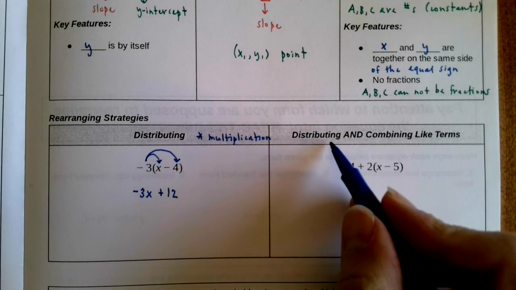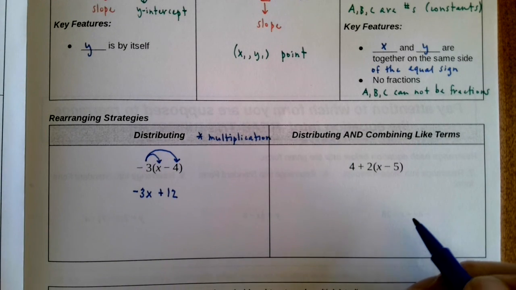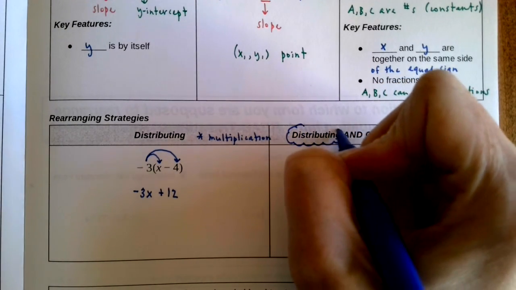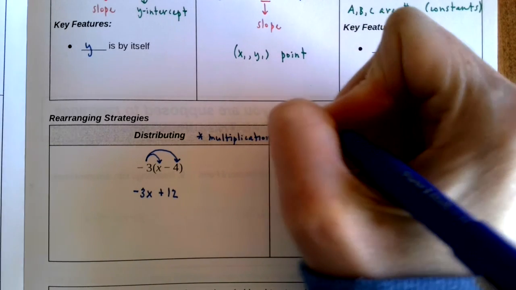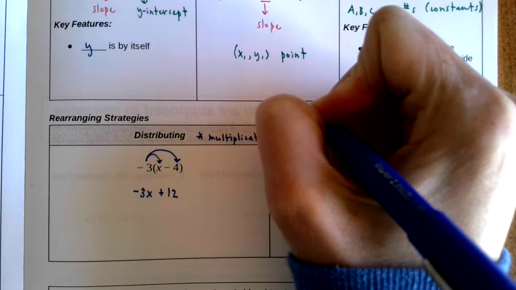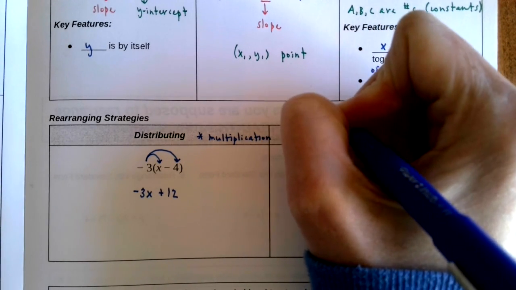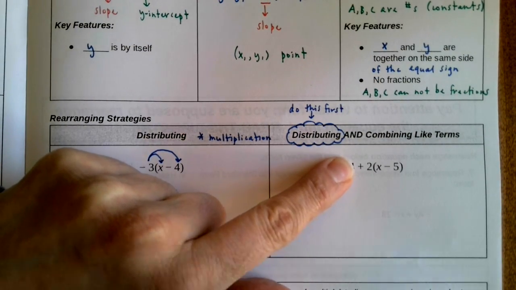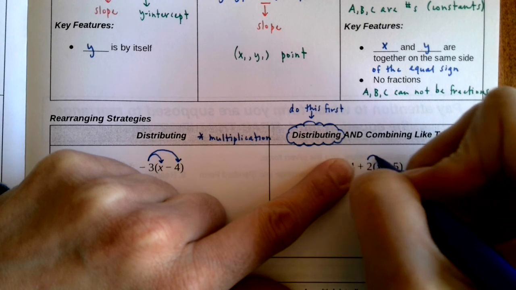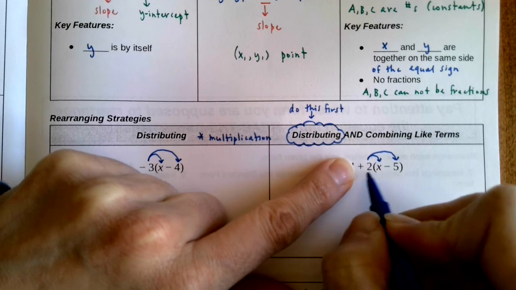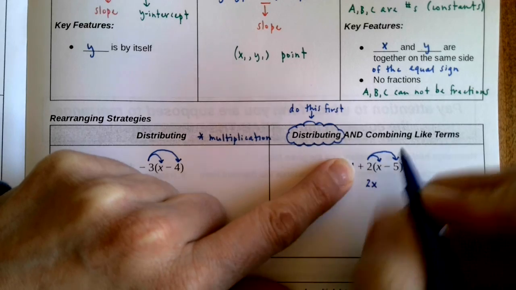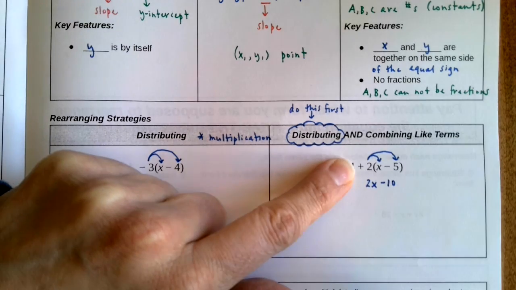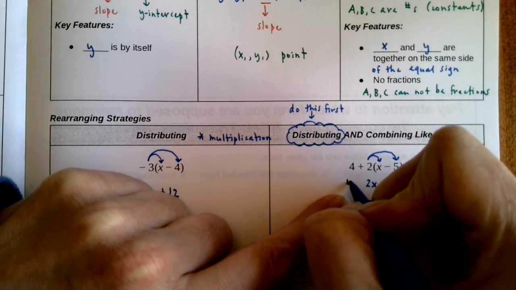Now, sometimes we have to distribute and combine like terms. And when that's the case, we always have to distribute first. So I'm going to make a note that says, do this first. So for this problem, for right now, I'm going to ignore the 4. I'm going to go ahead and distribute that positive 2. So I have 2 times x gives me 2x. Now a positive 2 times a negative 5 is going to give me a negative 10. And now I can go ahead and bring down my 4.